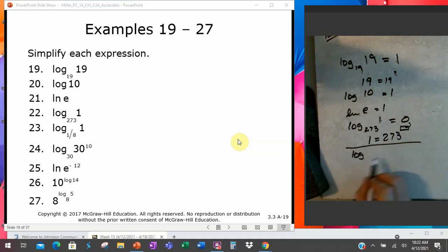My next one is log base 30 of 30 to the 10th. I've already got this represented as a power of 30, so that's just the exponent, 10. Then ln of e to the negative 12: very same thing. The base is e, and I've already got this represented as a power of e. What's the power? That's asking what the power is, and it's the negative 12.